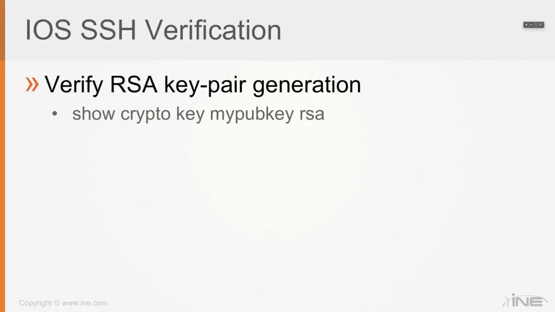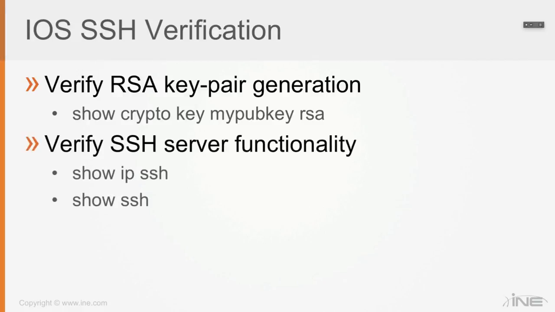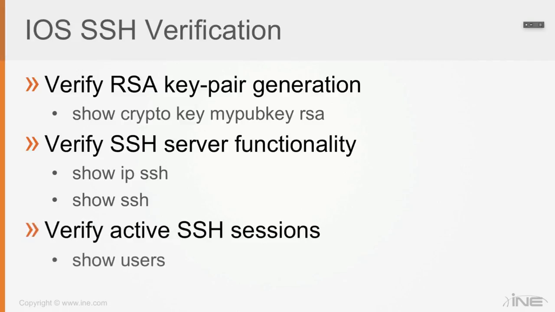Verification wise on the IOS, we verify the RSA key pair if it has been generated: show crypto key mypubkey rsa. We verify SSH server functionality, show ip ssh or show ssh. And I'm going to give you a challenge. What do you think is the difference between show ip ssh and show ssh? I'm going to put an answer in the Q&A section on here. And verify active sessions, like actively connected users via an SSH session. Show users is going to show you which users are connected on the VTY lines.